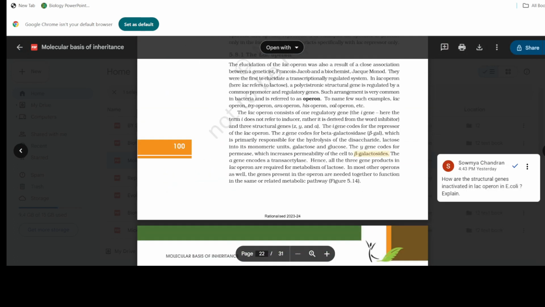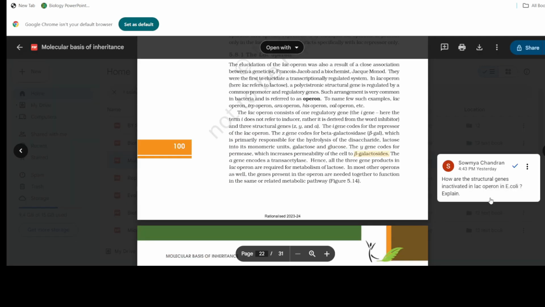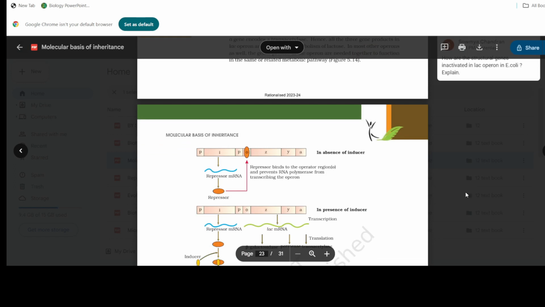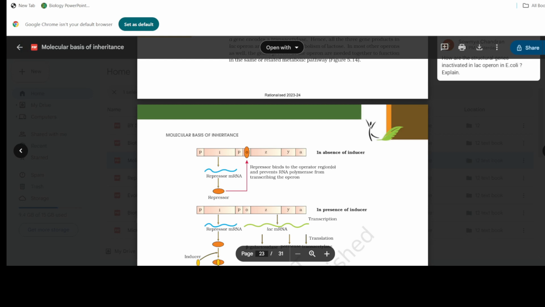Then the next part of the question, I think: how are the structural genes inactivated in lac operon in E. coli? So which are the structural genes? Z, Y and A. These three are the structural genes. So how are they inactivated? They are inactivated by the action of repressor protein. So if the inducer produces the repressor protein and it binds to the operator part, then the structural genes will be inactivated. Is that clear? Yeah. Next question.